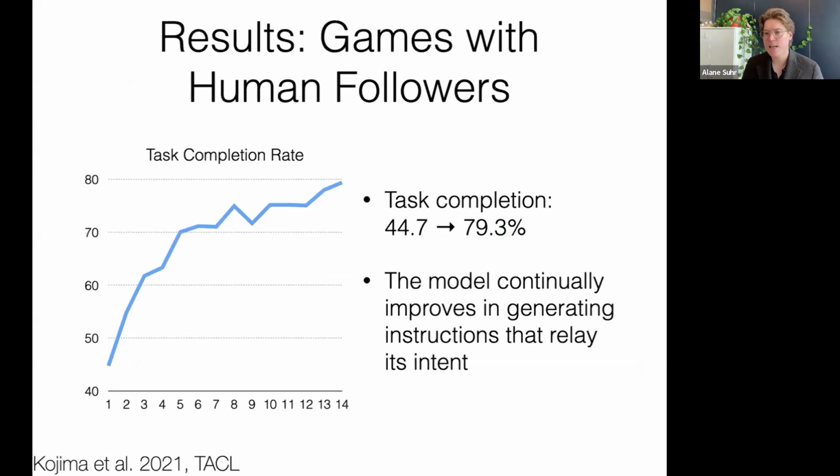And we see that over time, the rate of task completion accuracy, which is the rate at which humans are actually doing the thing that the system intended for them to do, goes from like 45 to 79% accuracy. So the model itself is continually improving in its ability to generate instructions that relay its intent accurately.